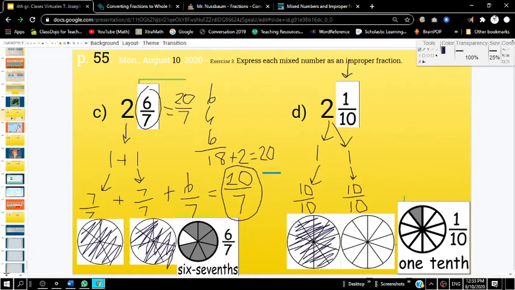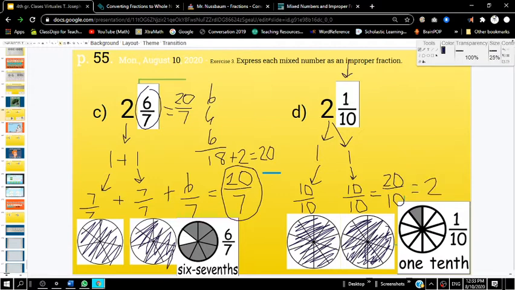In other words, if we have 10 people and 10 pieces of pizza, we only need to order 1 full pizza. But if we have 2 pizzas and 20 people, that means that we can separate these 2 pizzas into groups of 10, and 20 people are going to be able to eat the 2 pizzas. In other words, 20 tenths equals 2.